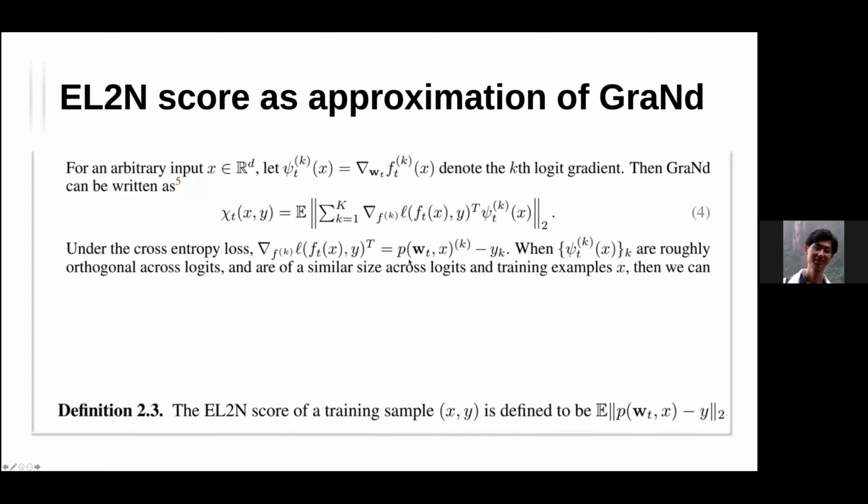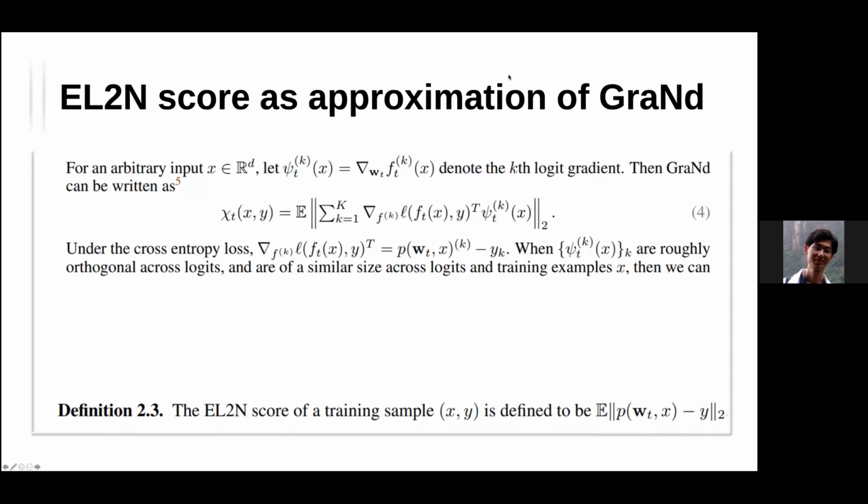Okay, so assuming that's okay, we use the chain rule to expand the formula. How do we do the approximation and simplify the calculation? They assume the second term, the gradient of the logit with respect to the weight, is roughly orthogonal across logits. So they just ignore this term and sum over all the differences. Maybe I should just investigate; I still have a little bit of confusion.